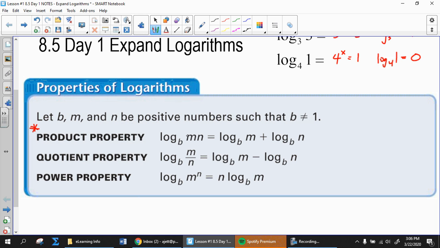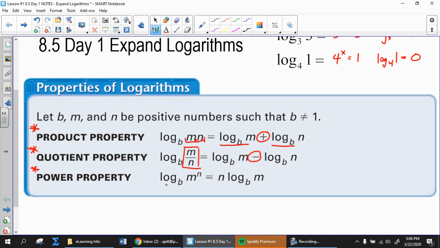The product property simply says if you have a log of two different things or multiple things being multiplied together, we can split those up and write them as their own log and use addition. Same thing here. Quotient rule means divide. So it says if we have a log of two things being divided, we can split them up by using subtraction.